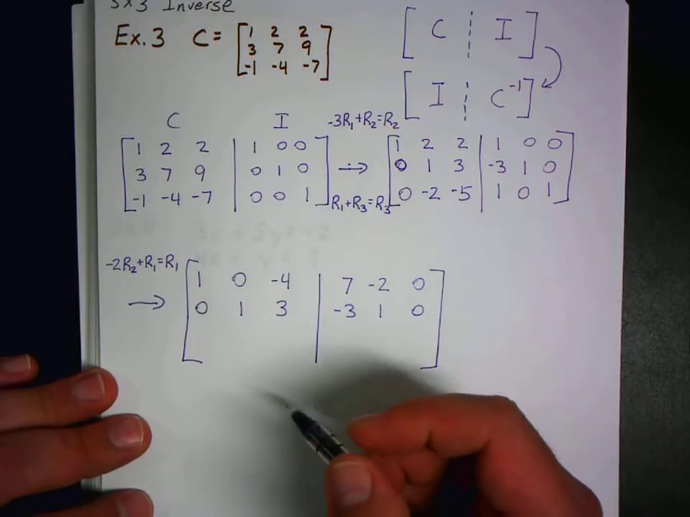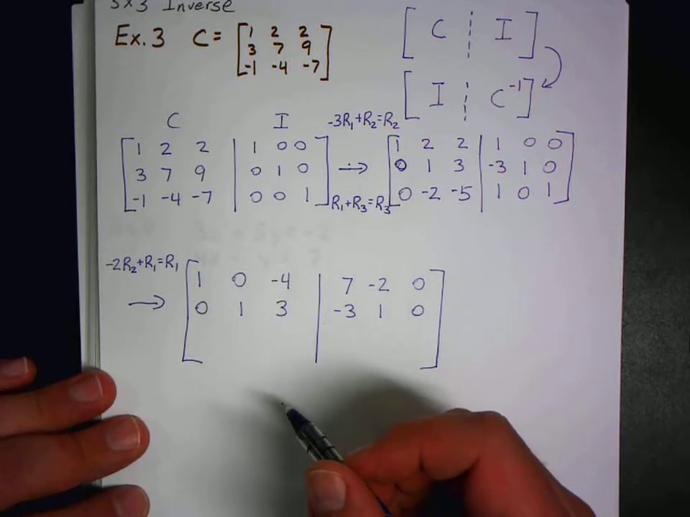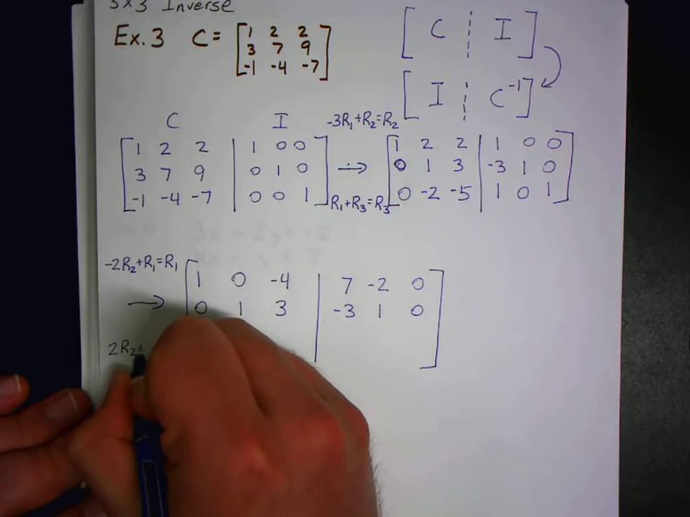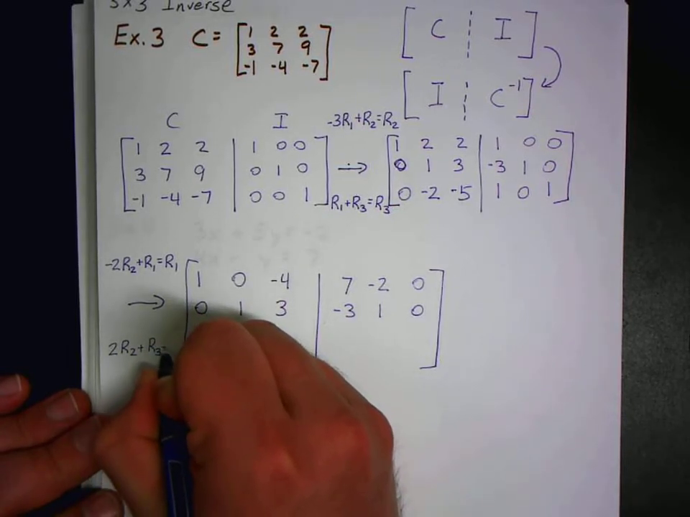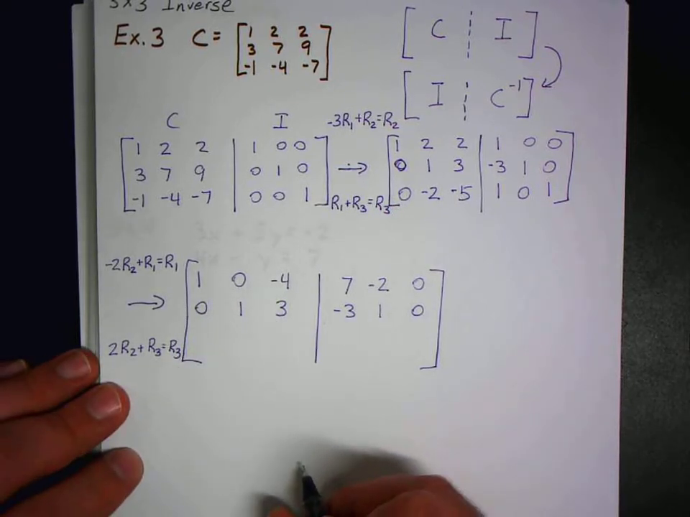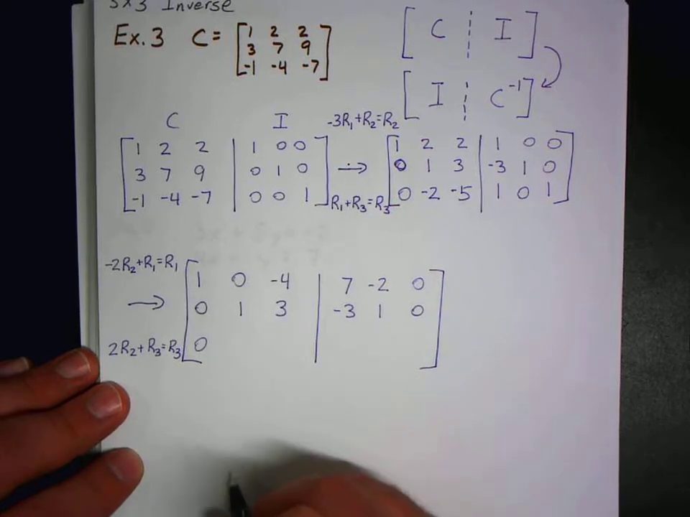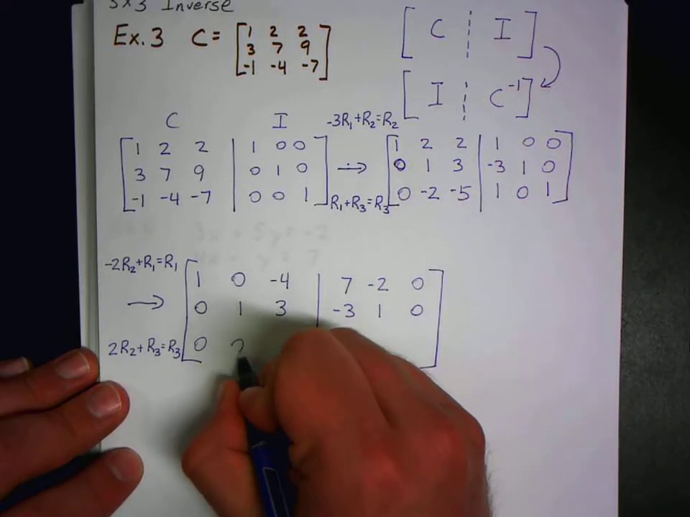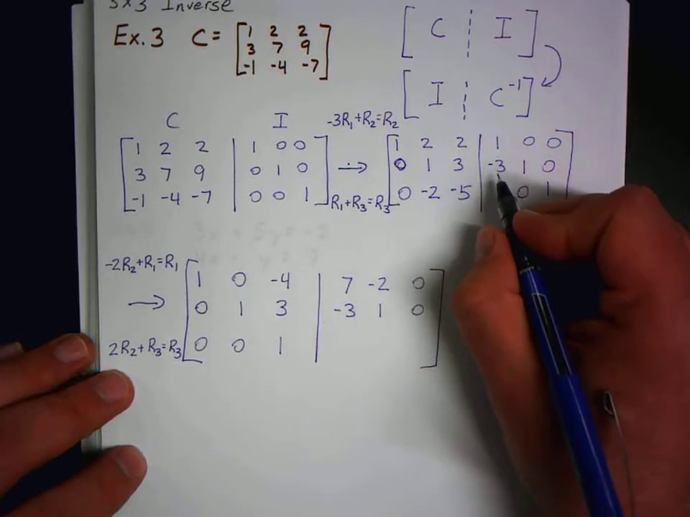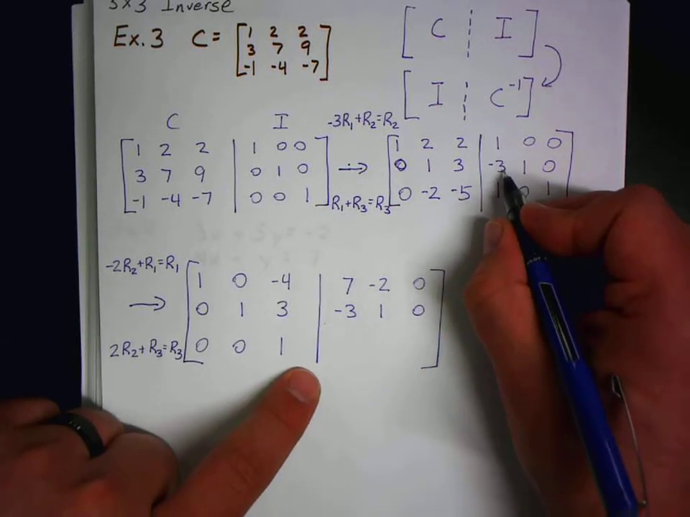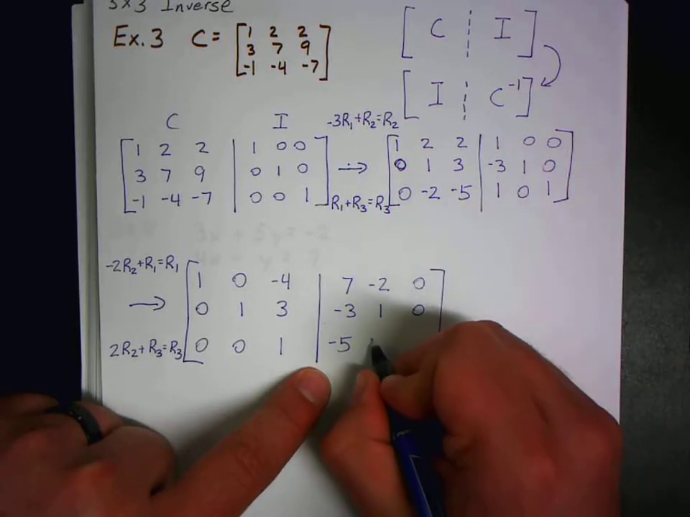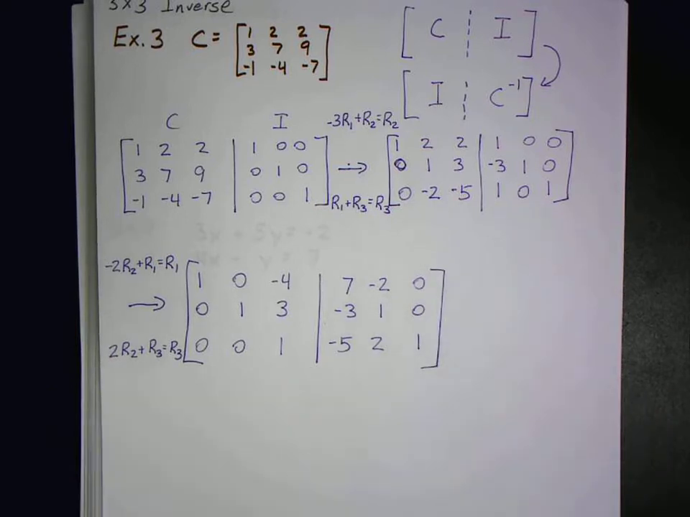Okay, how about row 3? What do I need to do? Multiply by positive 2. So 2 times row 2 plus row 3. I'm going to put that inside row 3. So 0 and 0. 2 and negative 2. 6 and negative 5. Negative 6 and 1. 2 and 0. 0 and 1.